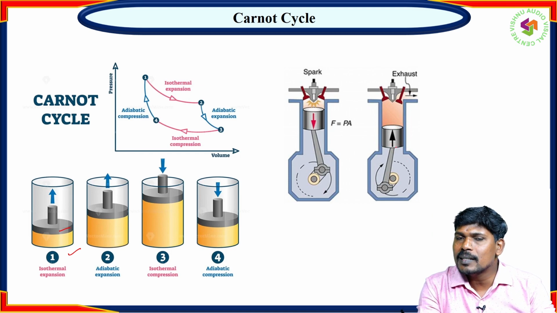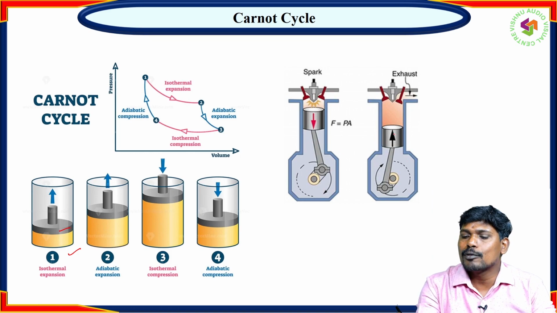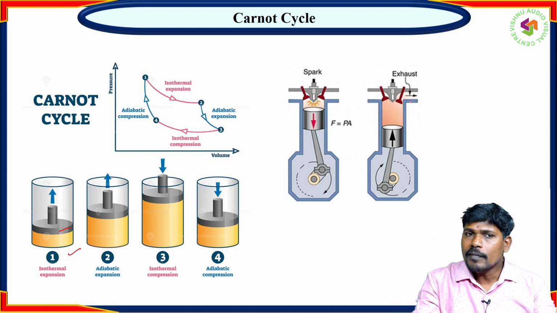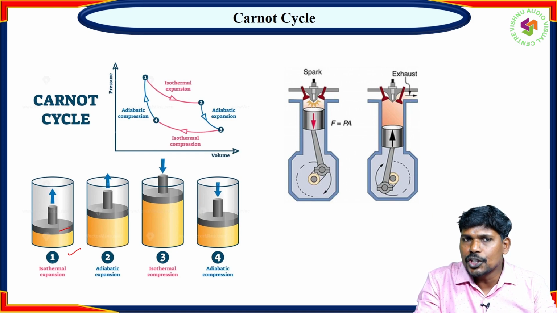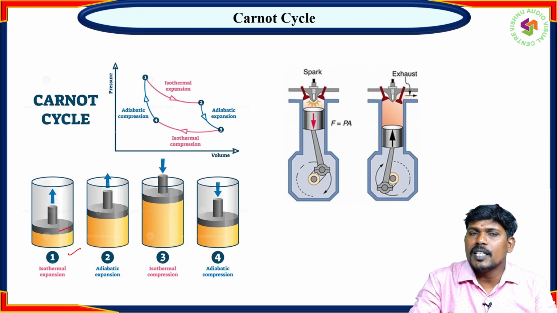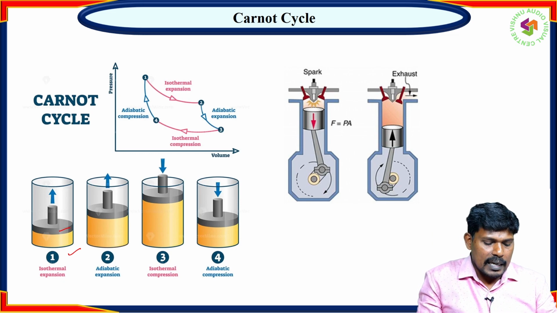After that, next is isothermal compression. When the cylinder is compressing, generally the temperature rises. That's the reason the exhaust is open, for isothermal compression. After that, again adiabatic compression. So if the engine works on this cycle, then you can get the maximum efficiency. That's the reason it is called the Carnot cycle.